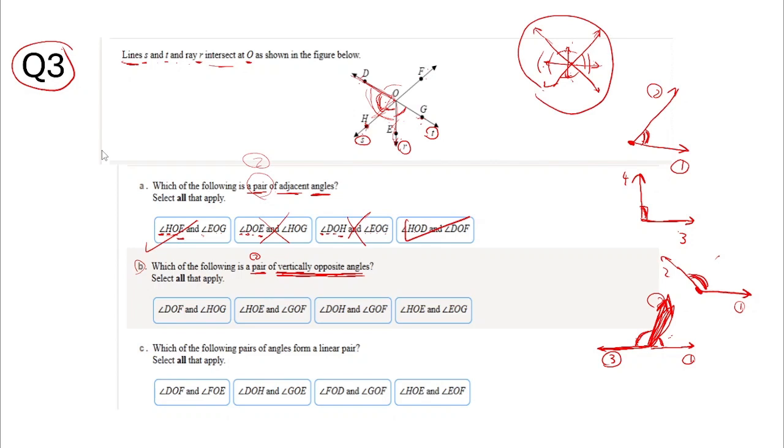So let's see here. Now, angle DOF. Before seeing the rest of the option, DOF, this angle. What is the opposite angle for this one? These are two lines like this, so that means HOG is the opposite angle for DOF. That means this is the right answer.